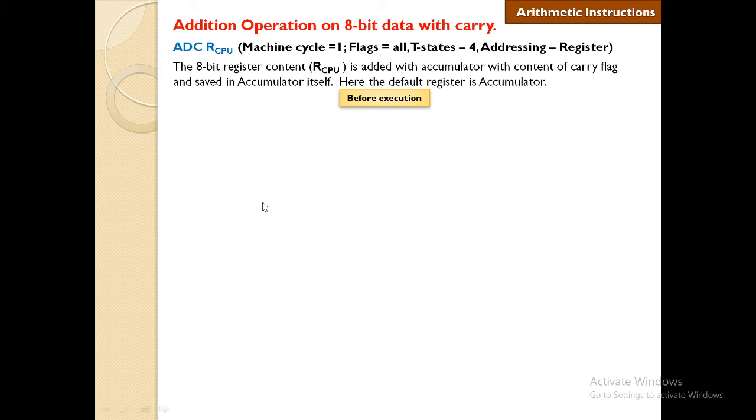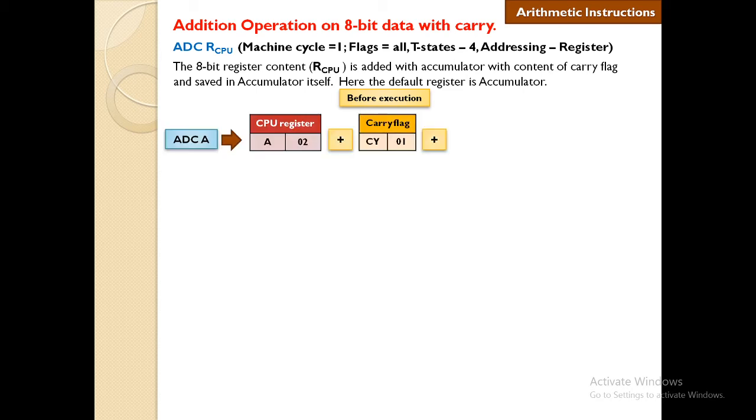In this case, the content of the register that is mentioned gets added with accumulator, and the carry flag status also gets added. That means if the carry flag is having 1, it will get added. If the carry flag is having 0, it will get added. Whatever be the content of the carry flag, it will get added while this particular instruction is executed. So let's see an example.